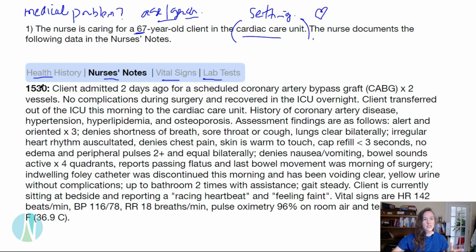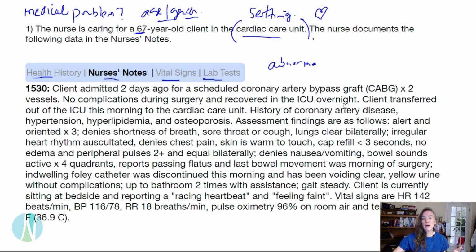So as I read the nurse's notes, look for the things that are abnormal, okay? I'm actually going to highlight some of the things that I see as abnormal as I read this question. So it's 15:30, so 3:30 in the afternoon. Client admitted 2 days ago for a scheduled coronary artery bypass graft. So you want to know what that is. I know that's a cardiac procedure. Times 2 vessels. No complications during surgery and recovered in the ICU overnight. So far, so good. Client transferred out of the ICU this morning to the cardiac care unit. Okay, so they're getting better.